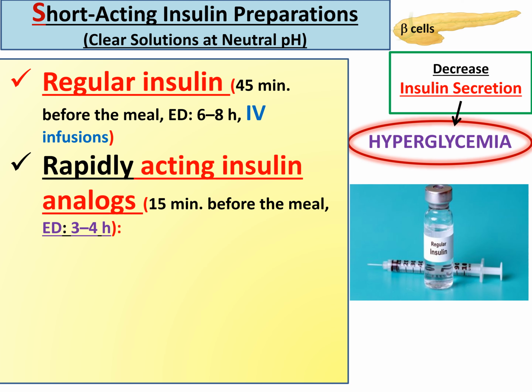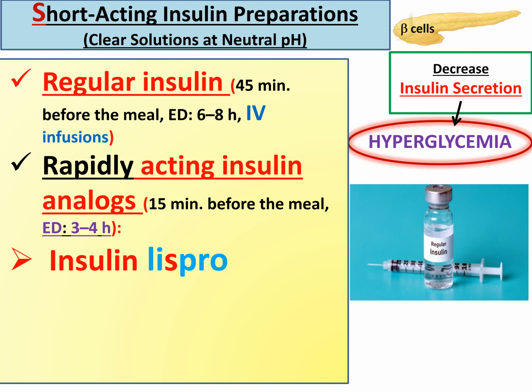Now, the other compound, which is very similar to the regular insulin but has a faster onset of action, is usually given within 15 minutes before the meal, and usually has a shorter duration of action, about 4 hours. Those are what we call rapidly acting insulin analogs.